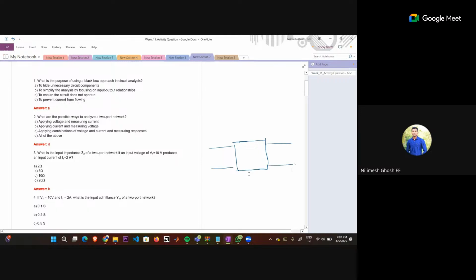What will it be if it is a two-port? This will be plus minus V1, this will be plus minus V2. What will be the current directions? Will it be inside the network or outside the network, like inward or outward?